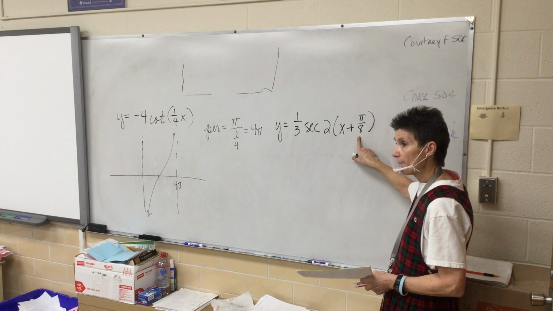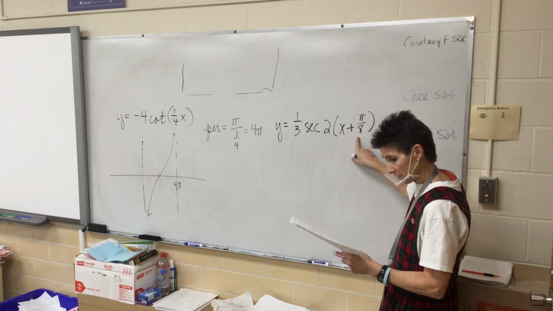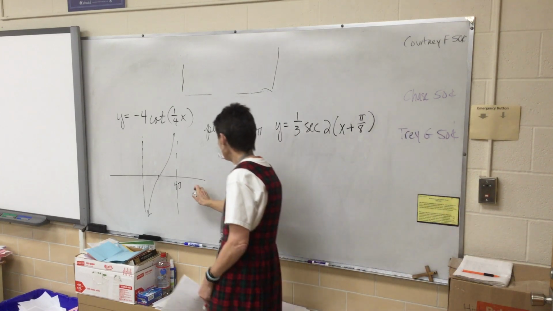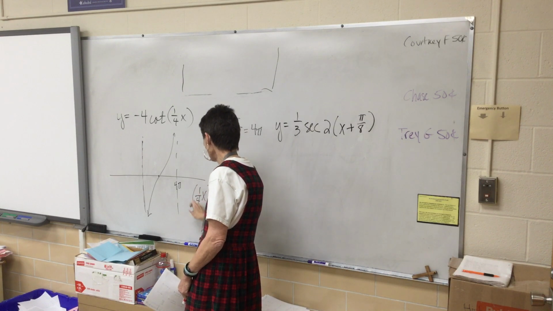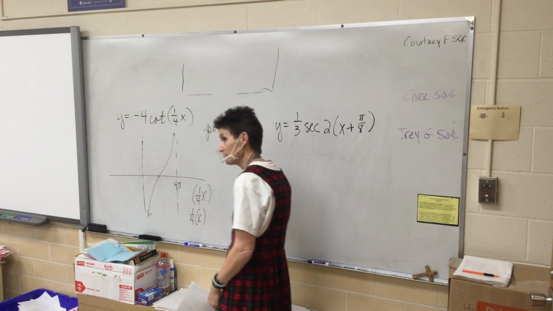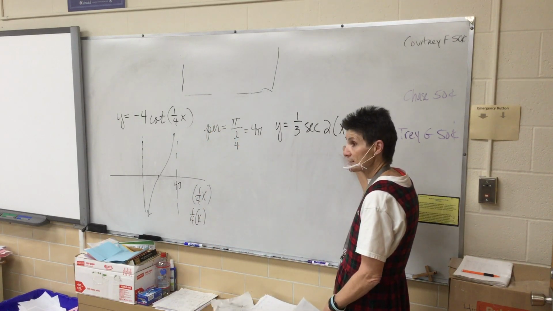Ellie? So why did we not factor out the 1/4 in the last one? Because there's no phase shift. If you have 1/4 x in parentheses and you have 1/4 x like this, aren't they exactly the same? The issue here is that phase shift.